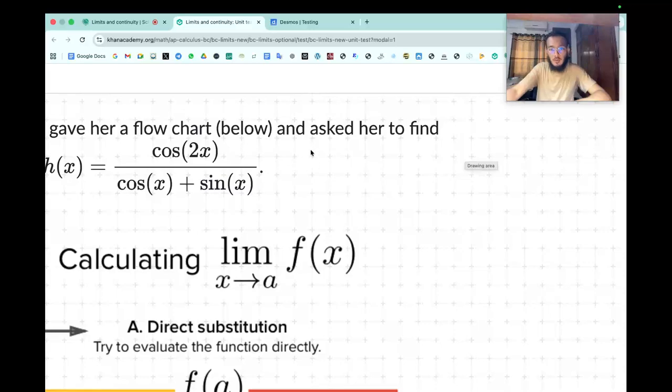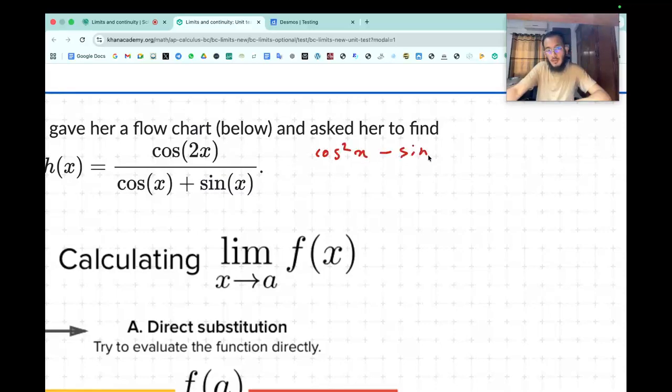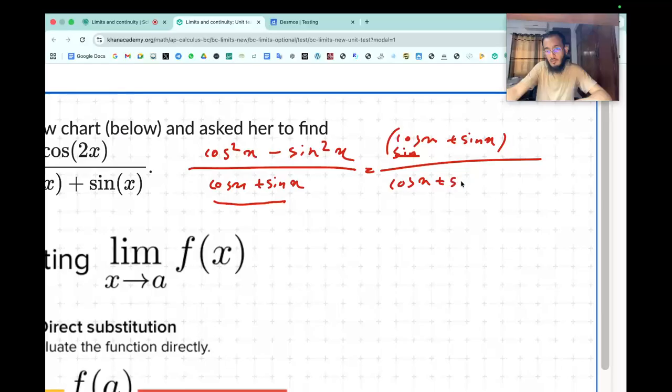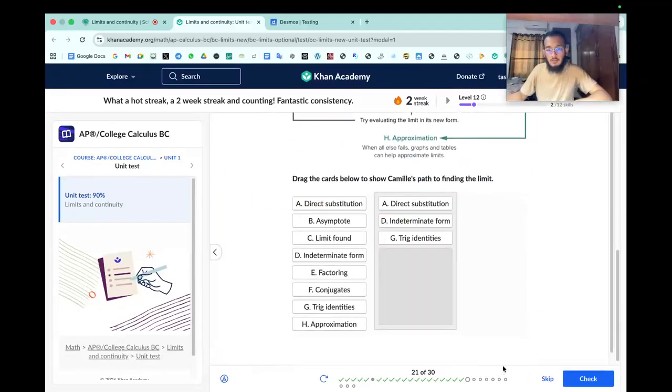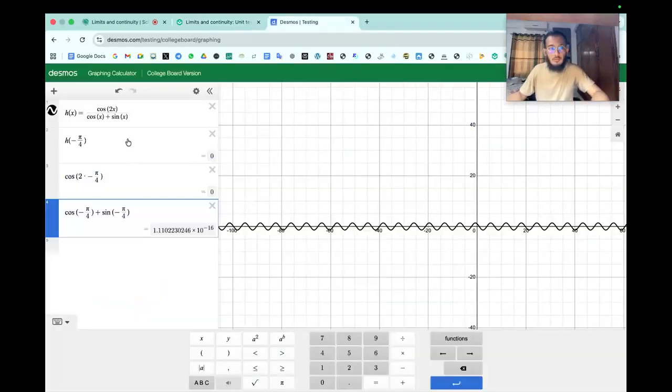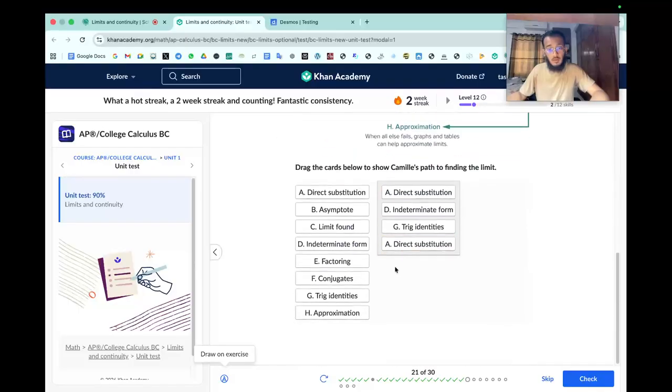We can write cos 2x as cos square x minus sine square x, divided by cos x plus sine x. And we know that a square minus b square equals a plus b into a minus b. So cos square x minus sine square x is cos x plus sine x into cos x minus sine x. We can cancel this out. We are left with cos x minus sine x. Now we can apply the trig substitution again. So cos x minus sine x gives a value of 1.4. So yes, trig substitution, limit found.